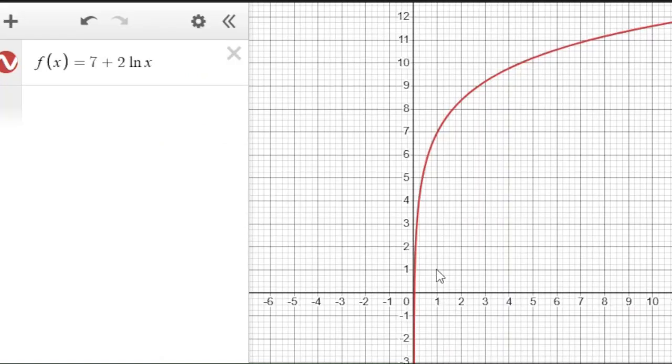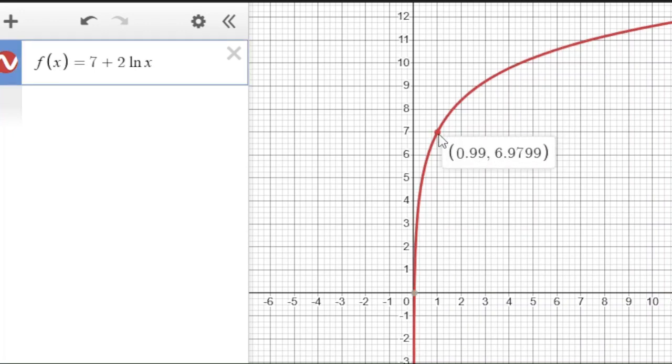Okay, so notice here at x equals 1, the slope of the curve, the slope of the tangent line there, is 2. Now, what point does this go through? Well, you can kind of see here, the point is actually (1, 7). But how could we know that? Well, you just plug in 1 for x here. So what's f of 1?